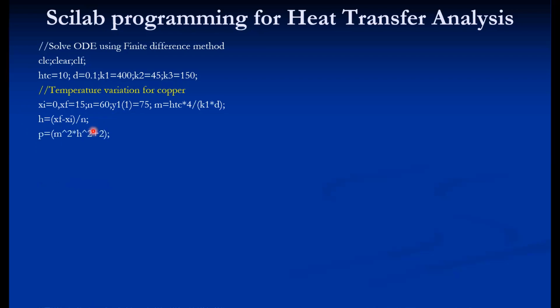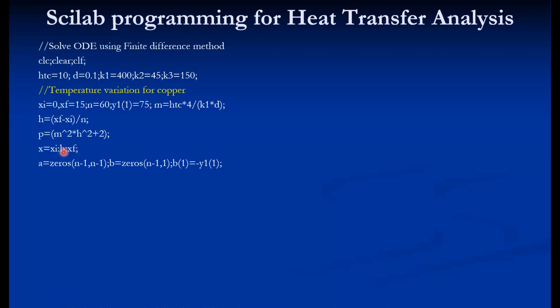We have used p also in this matrix. So some coefficients are p values. How to calculate that p value? So we write the expression of p also. Then x, that is the variation, x varies from xi to xf with interval h. So the step size is h, that we have written.